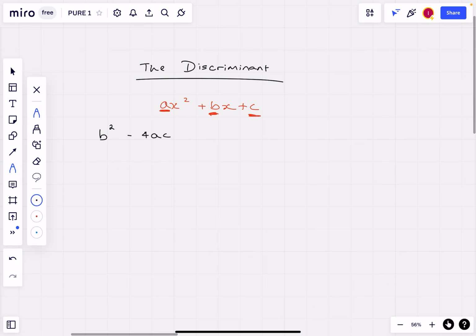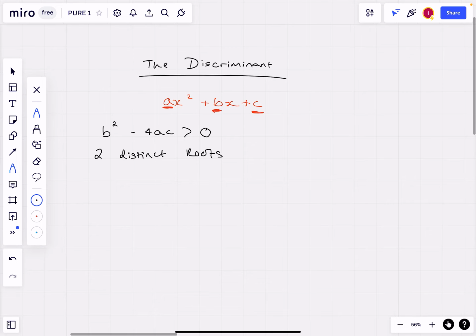When you plug those in to b squared minus 4ac, which is your discriminant, if that is a value greater than 0, that means you have two distinct roots. That means in your quadratic graph, you're going to have 2 points where it crosses the x-axis. That's what it means by 2 distinct roots.